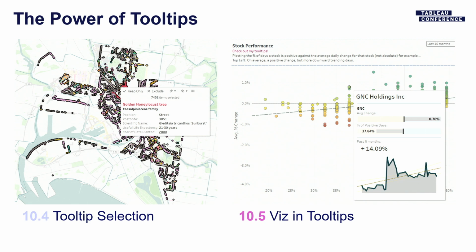Tooltip selection is amazing. And of course, viz in tooltip is, I think, probably one of the most popular features that was asked for, and there are tons of ways people are using it really, really well. So the example on the right is where Tom actually brings in a mini scorecard in the stock performance tracking dashboard he has, which is, I think, really, really cool.